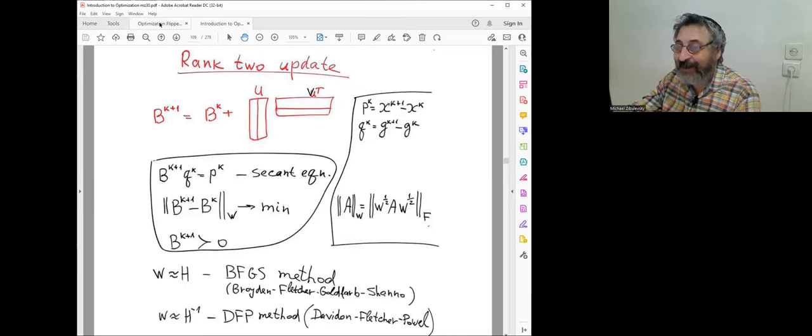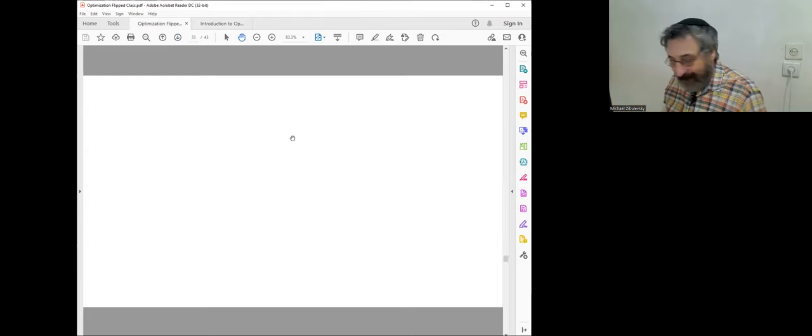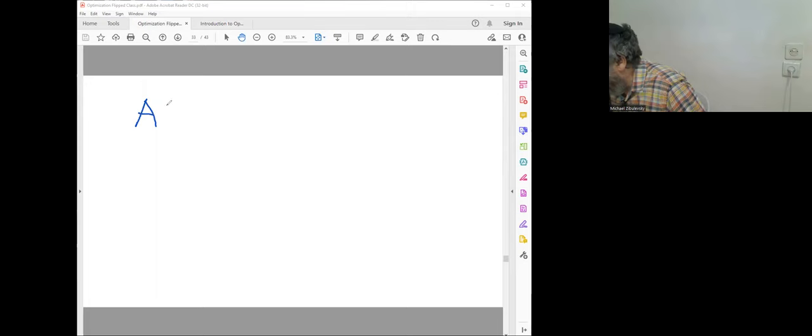If I have an eigenvalue decomposition of my matrix A, let's try to do this exercise on empty space. If I have some matrix, I call it A, which is diagonalizable, yes? A V is V lambda. So V lambda, even V inverse, I write it in very general.